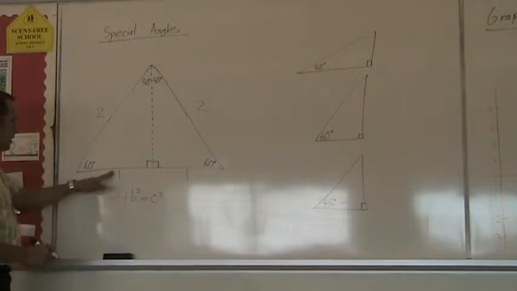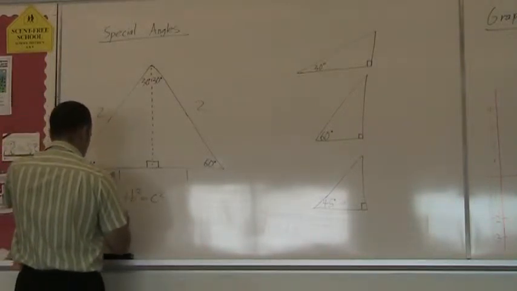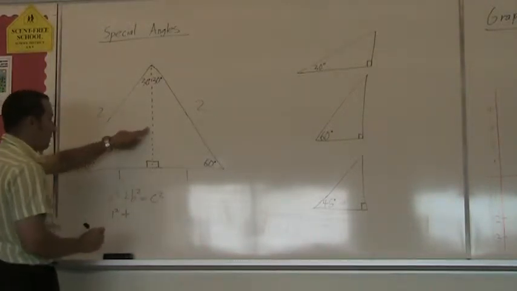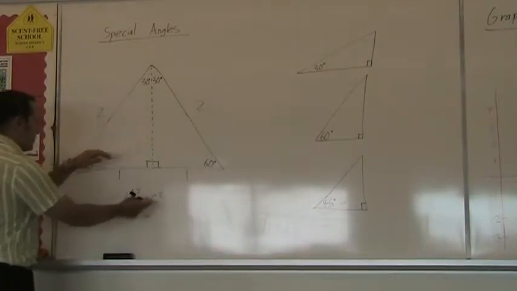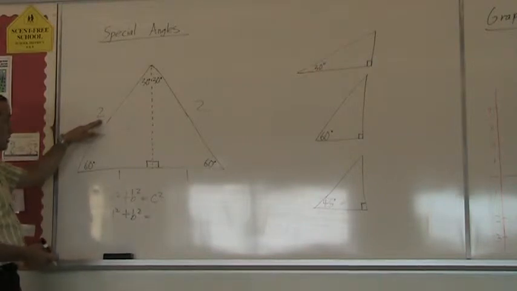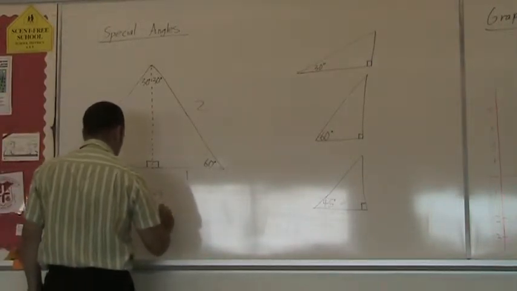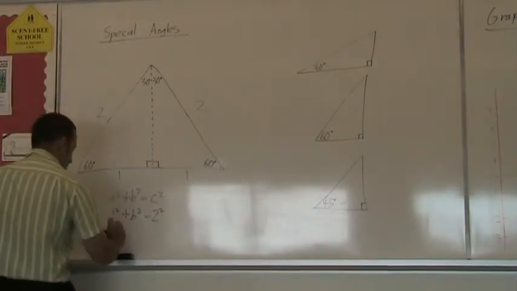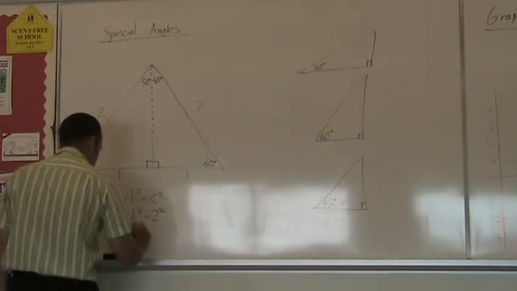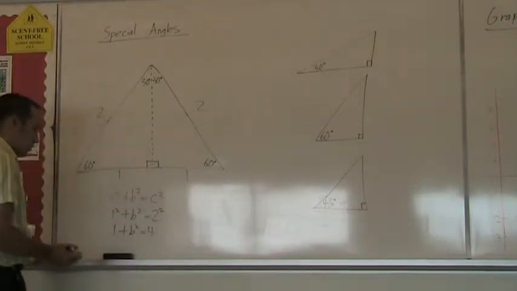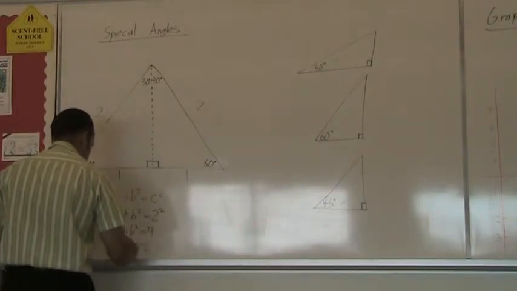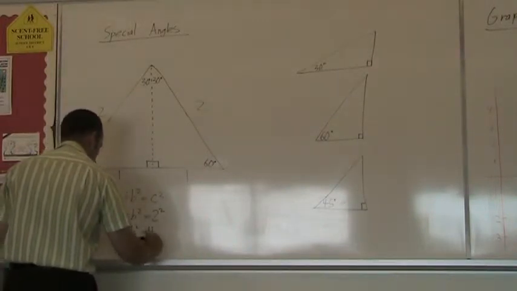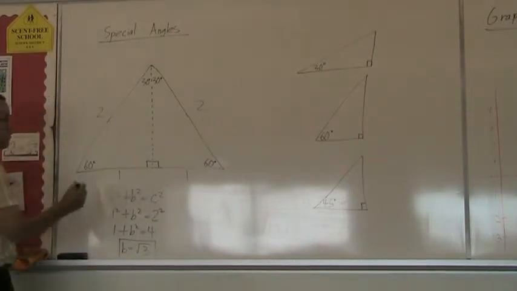We call this a, so I've got 1 squared plus b squared, where b is the side that we don't know. C is the side of the hypotenuse, so that's 2 squared. So I end up with 1 plus b squared is equal to 4. We do a little bit of math, and we end up with b is equal to square root of 3. So now I can fill in that last missing side.